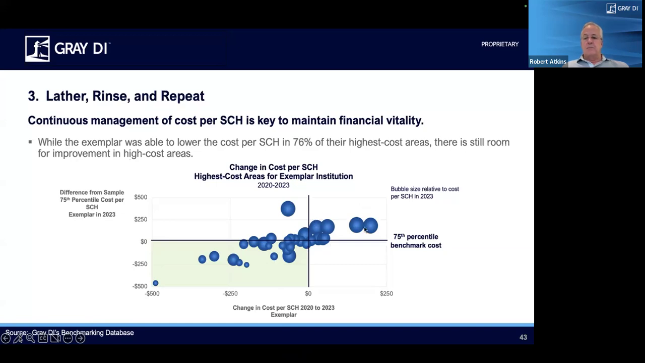They do have some that went up and increased that were above the 75th percentile and still increased. That's what they're going to be working on next year, I'm guessing. And some where they remain well above the 75th percentile, even though they reduced the cost of this program, it's still well above benchmark and something that they would need to attend to. But you can see the progress that they've made over time in bringing their cost per student credit hour down and bringing it well below that 75th percentile line.